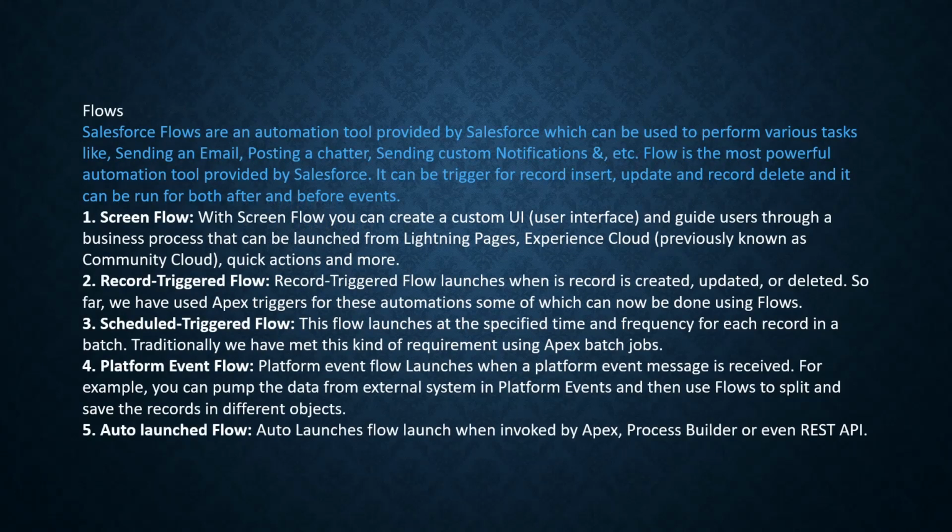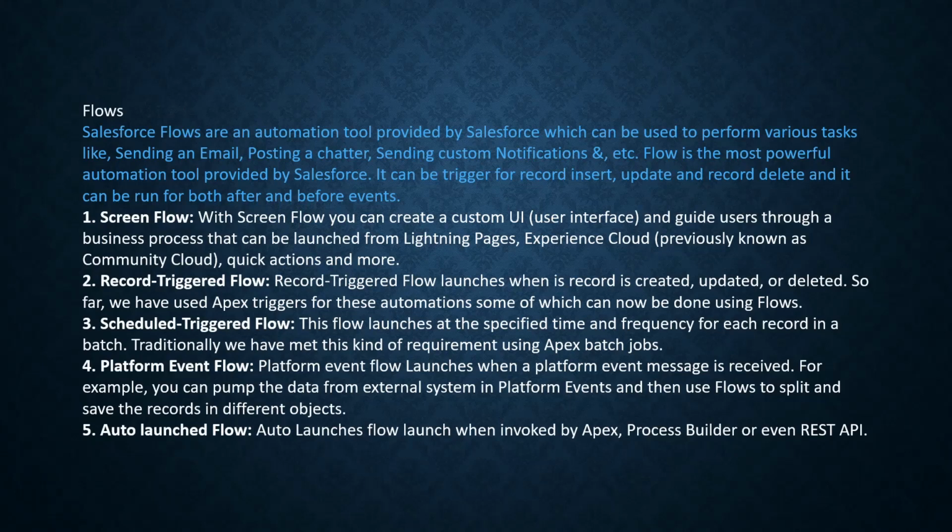So Flow is an automation tool, as we already discussed. It is used to perform multiple activities like posting to Chatter, sending an email, updating the records, creating the records, calling any Apex action. So any kind of customization or automation process you want to do will be done by flows. There are different types of flows also, like screen flow, record trigger flow, schedule trigger flow, platform event flow, and auto launch flow.